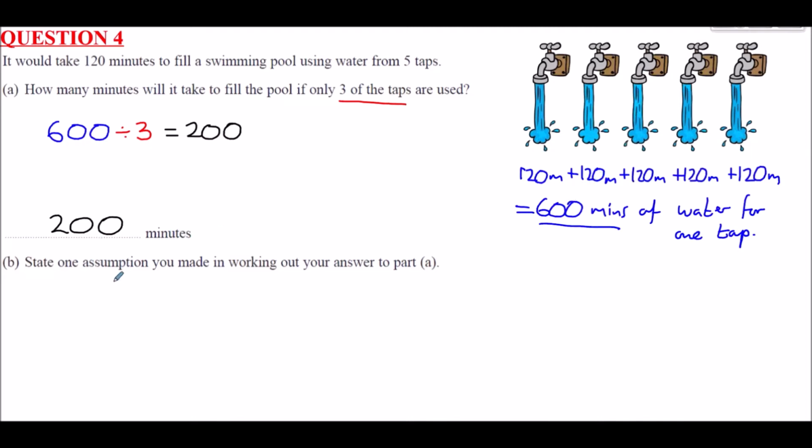Now state one assumption you made in working out that answer. Keep it very simple, it's only 1 mark. In reality, are all taps identical? No, they're not. In this mathematical model, are we going to overcomplicate it by thinking some taps are different than others? No, we're not. So one assumption we've made, which is a fairly safe assumption, is that water comes out of each tap at the same rate. That's all we need to say to secure that extra mark for question 4.